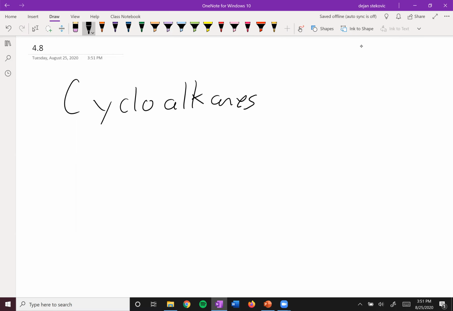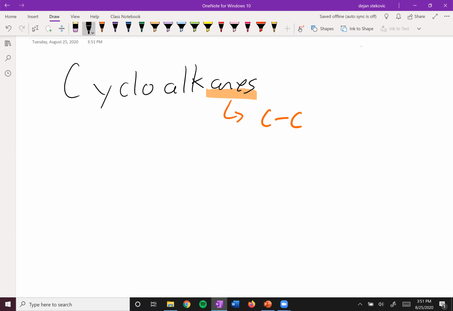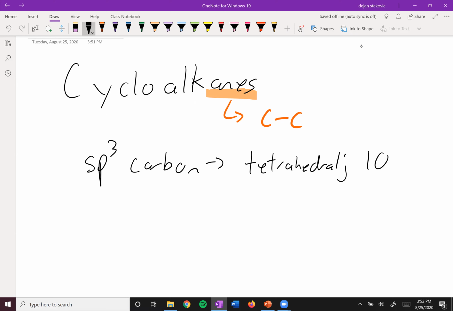All right, next up, we'll take a look at cycloalkanes. Remember here, we're talking about alkanes, and so we're talking all about carbon-carbon single bonds. And that cyclo, it just means that it's cyclic. If carbon has all single bonds and no charges, that means that it's an sp3 hybridized carbon. And if it's an sp3 hybridized carbon, it is tetrahedral. And if it's tetrahedral, it will have a bond angle of 109.5 degrees.